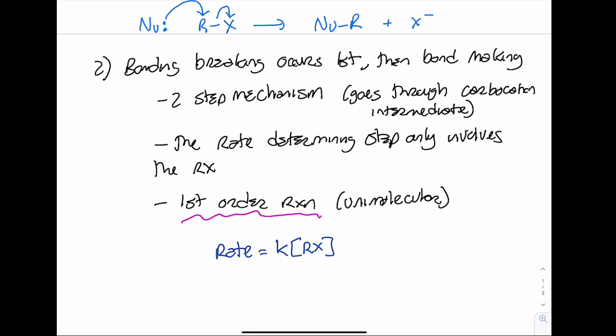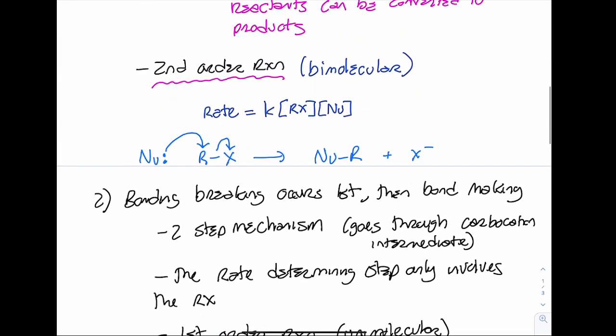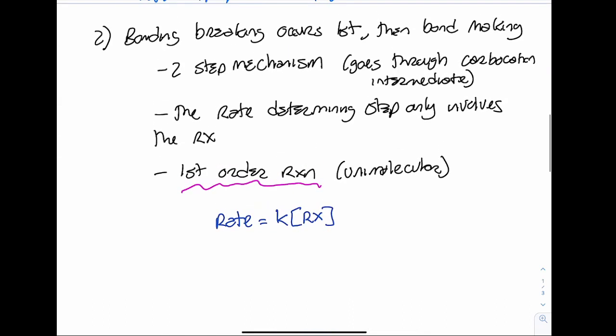So just kind of going back and looking at the two, because we probably haven't seen these in a while, right? Second order, I have two things involved in a rate determining step, bi for two. First order, I only have one thing involved in my rate determining step, unimolecular.